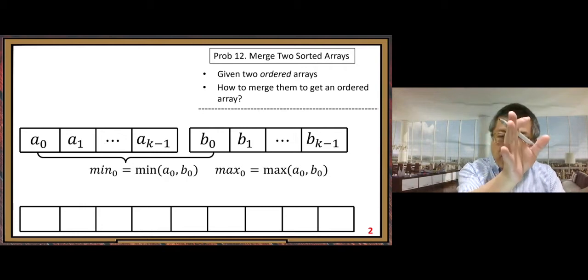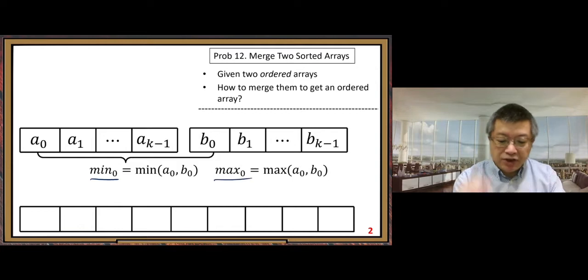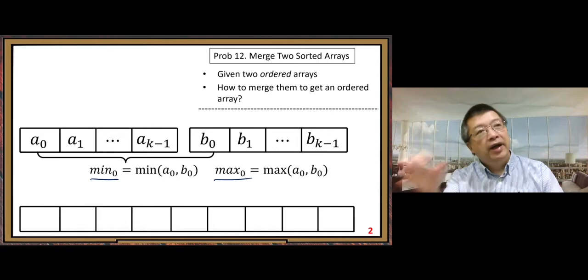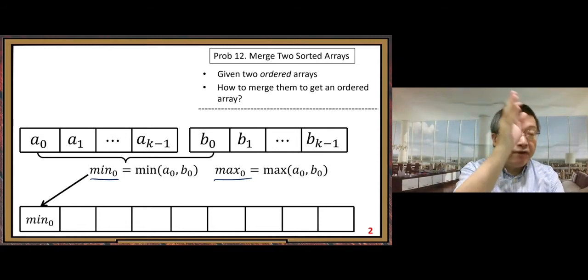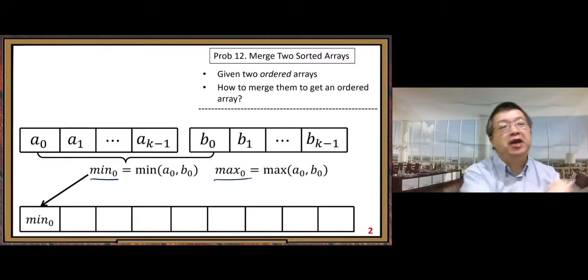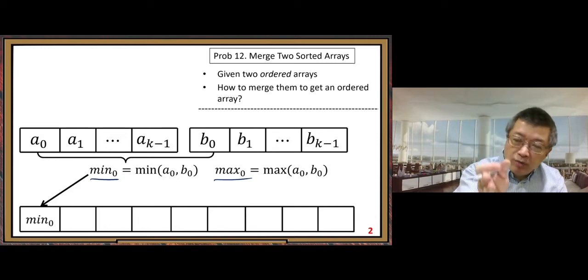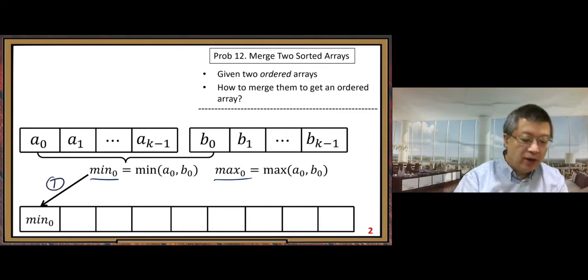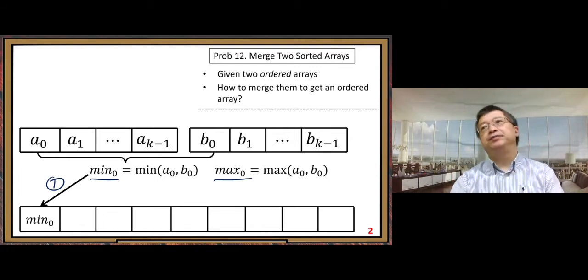After the first comparison, we have the min 0 and max 0, a smaller one and a larger one. Right? And you can see the smaller one should be the first element in the destination array. Or we can say the smaller one can be placed in place. So after one comparison, we put the smallest element in place. All right.